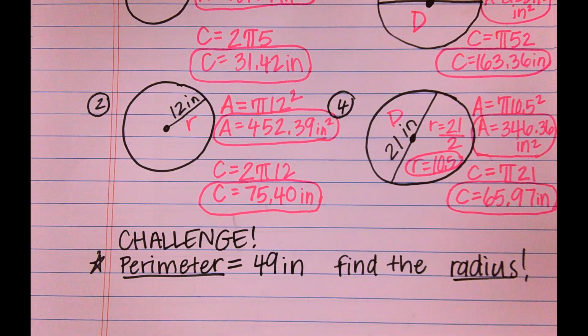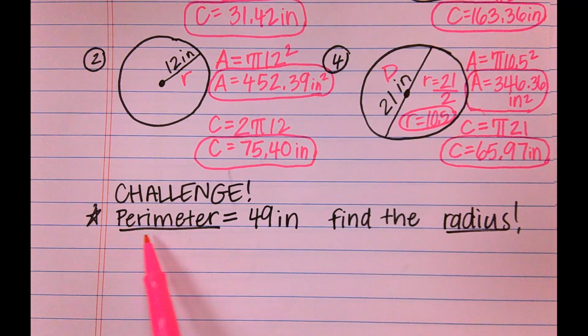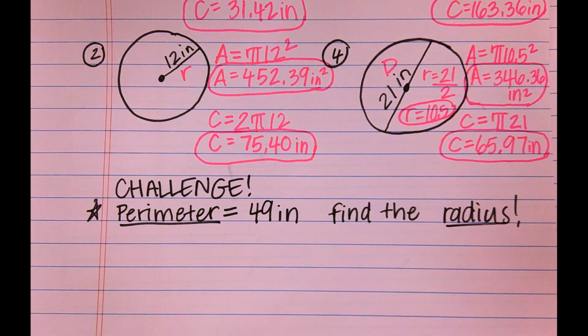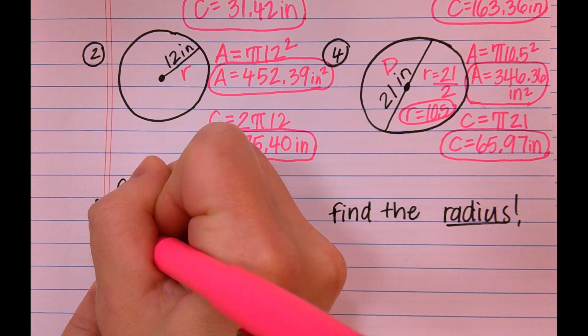So I have told you that we have a circle with a perimeter of 49 inches. And I want you to find the radius. Does anybody have an idea of where to even start on this? Okay, go ahead. You can take 49 divide by 2? So why do you want to divide it by 2? Because the perimeter is the same as the circumference. It is. So perimeter is circumference, and really that's the word I should have used.